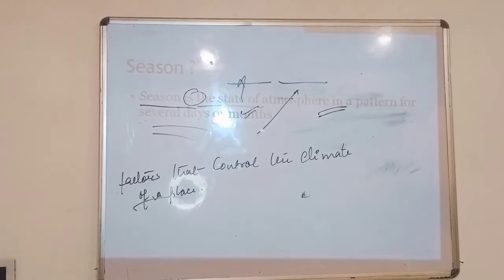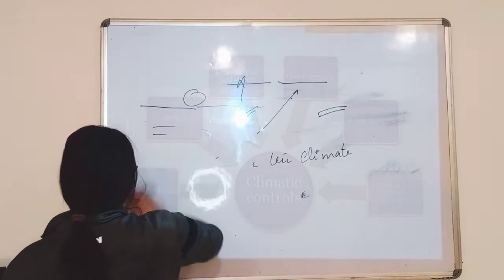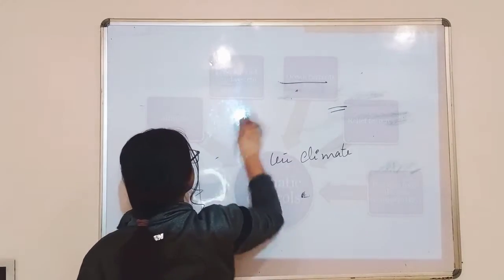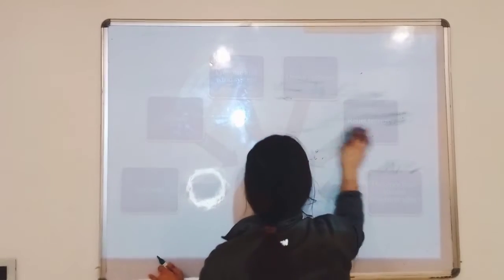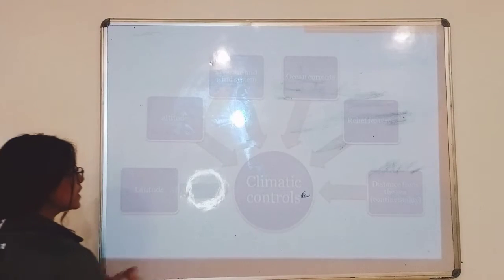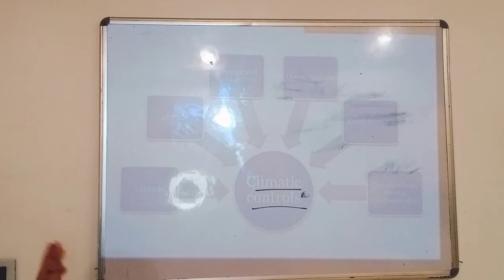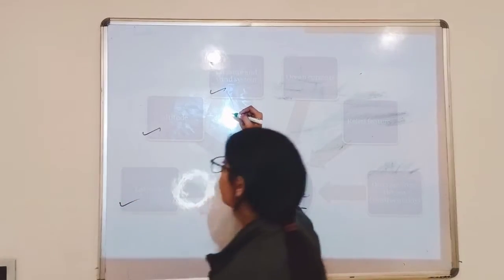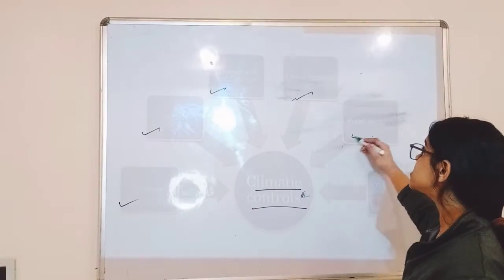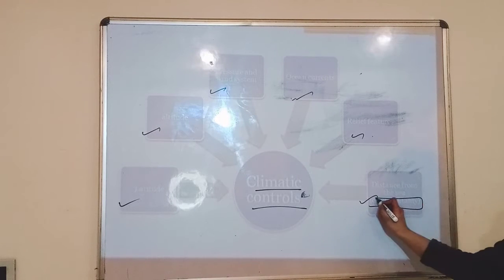So here they are. Climatic controls. There are six major climatic controls: latitude, altitude, pressure and wind systems, ocean currents, relief features, and the distance from the sea or continentality.